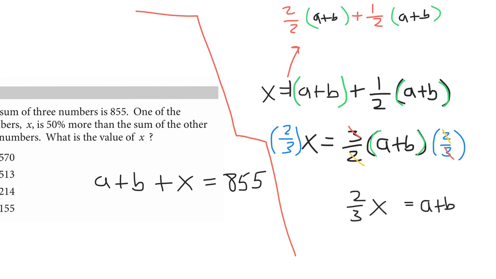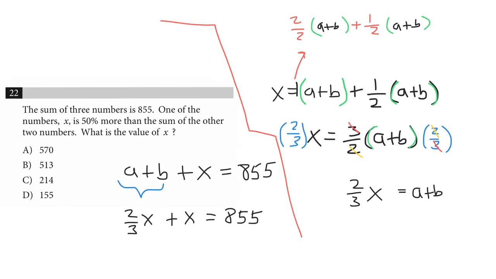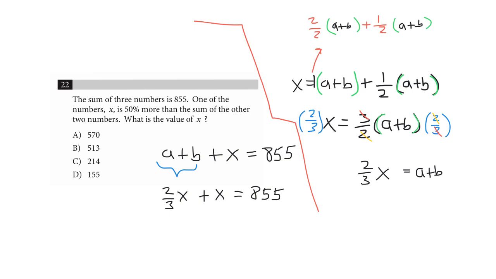So now we know that a plus b equals 2/3 x, which means that this a plus b equals 2/3 x, right? So we're just going to write 2/3 x. Then we have plus x, and that equals 855. Okay, so we are very close to solving for x. Right now we have just these x things going on.